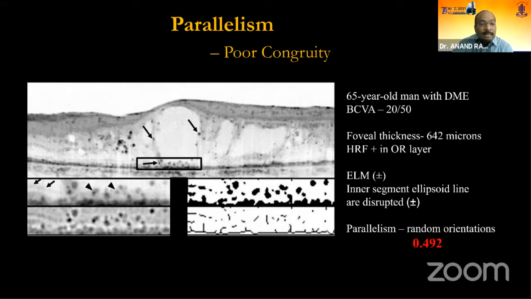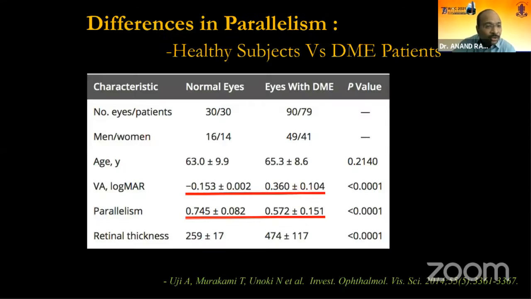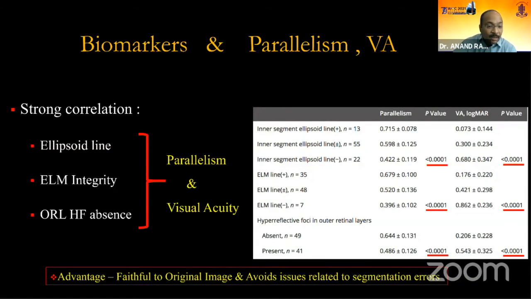So they found that both logMAR acuity and parallelism were significantly reduced in eyes with DME compared to normal eyes. They also found strong correlation of ellipsoid line and ELM integrity and absence of the outer retinal hyperreflective foci with parallelism and visual acuity, as you can see in the graph. One advantage to this technique is it's faithful to the original image and avoids issues related to segmentation errors.